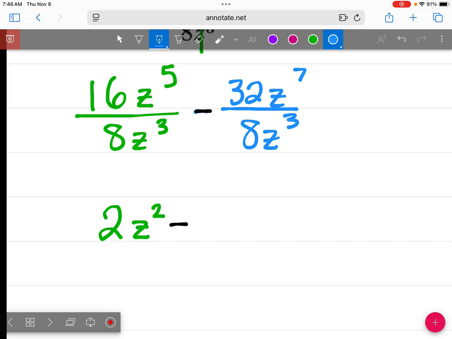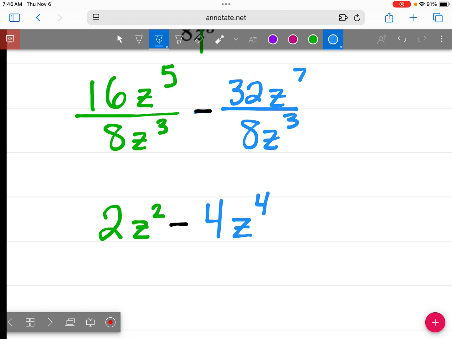32 divided by 8 is going to give us a 4. Z to the 7th over z cubed. We can think of it as 7 minus 3. You can think of it as 7 z's over 3 z's, and 3 of them are going to cancel out. I could write them all out if I wanted to, but I don't want us to be in the habit of writing every single one of them out.